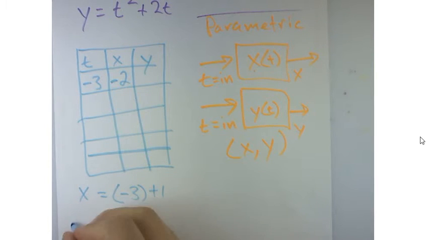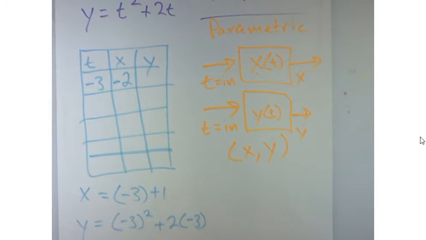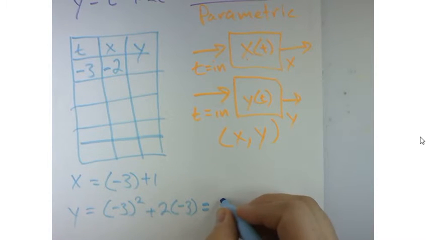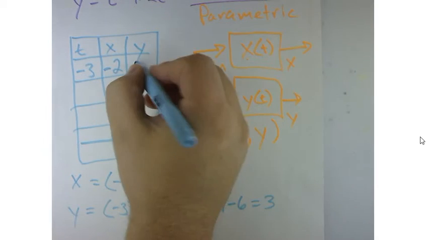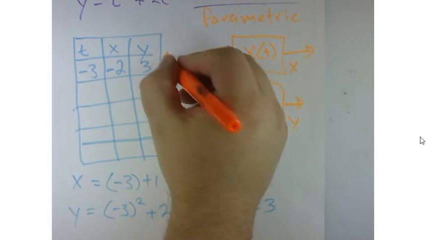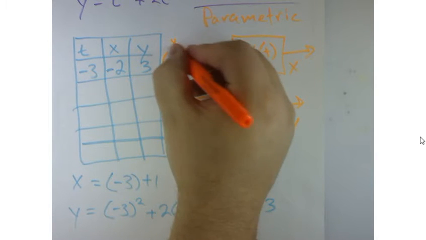Now, I've got to do the same thing for y. Y was t squared plus 2 times t. So in the next line, I end up with +9 minus 6, or just 3. Now here's the interesting thing. When t equals -3, I'm going to get the point on the graph, -2, 3, because that's my x, y.